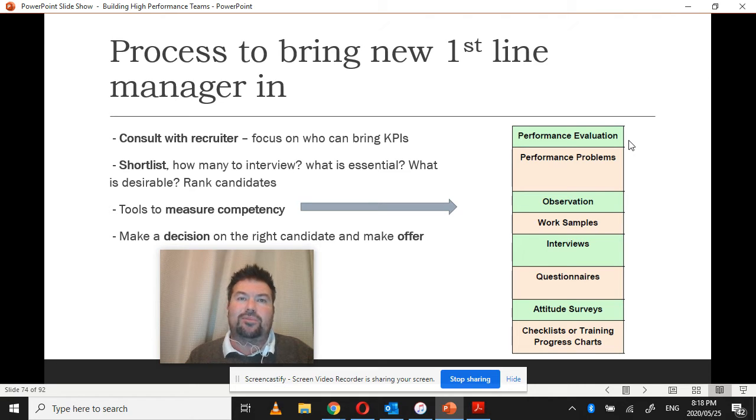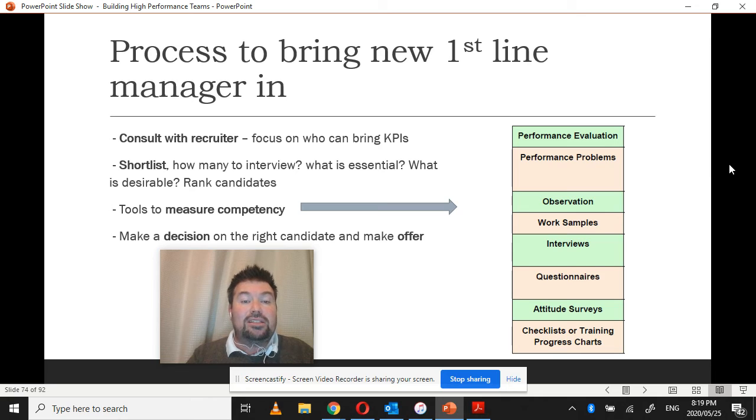what they call psychometric tests to make sure that they are motivated. How do they cope under pressure? What kind of people are they? Are they positive? Are they problem solvers, or are they problem makers? And those attitude surveys are important. And then we have something called checklists or training progress charts. So we see how they've developed. Are they growing? Are they developing, or have they stagnated? If they're stagnating, well, then we've got a problem, because we need them to be constantly growing, constantly developing to become new first line managers.